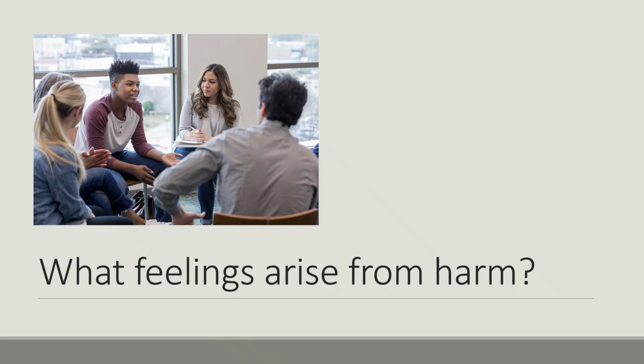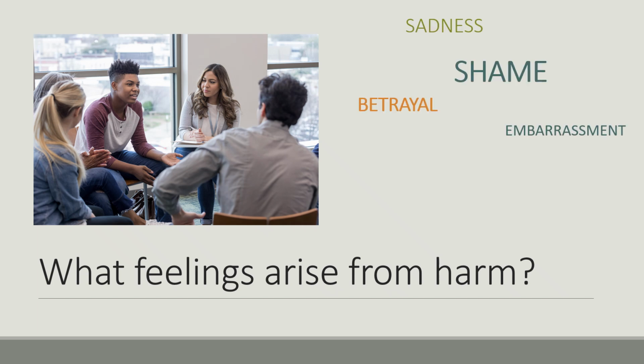The feelings that frequently come up are things like sadness, shame, betrayal, embarrassment, hurt, anger. Usually there's a lot of repetition when we go around the circle. In other words, the feelings that people share show that we're all somewhat similar in the way we feel when we've been harmed. But at the same time, most of us seem to experience a mix of feelings when we're harmed. We experience a lot of things, not just one feeling.